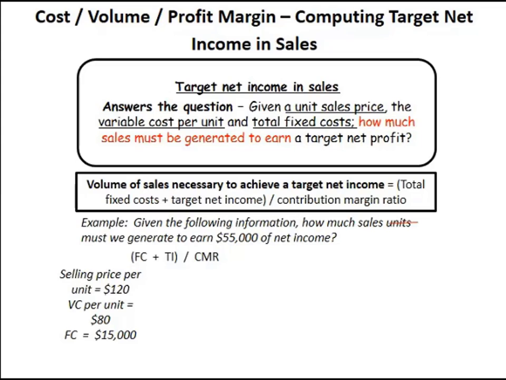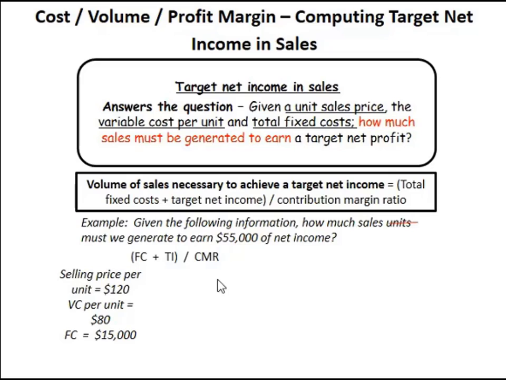So let's try an example. Okay, given the following information, how much sales, and you can cross out units, so how much sales must we generate to earn $55,000 of net income? So I've reproduced the target net income in sales formula: fixed cost plus target income, divided by my contribution margin ratio. I also know my selling price is $120 a unit, my variable cost is $80 a unit, and I have total fixed costs of $15,000.